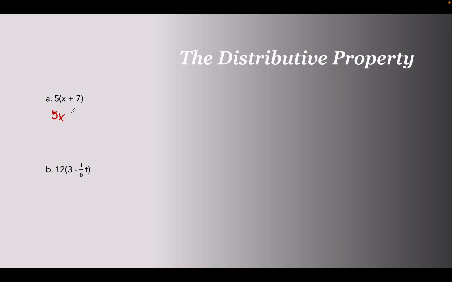Then I'm going to bring the plus sign down. Then I'm going to go 5 times 7. What is 5 times 7? If you wrote 35, good job. The final answer is 5x + 35. All right, let's take a look at B.